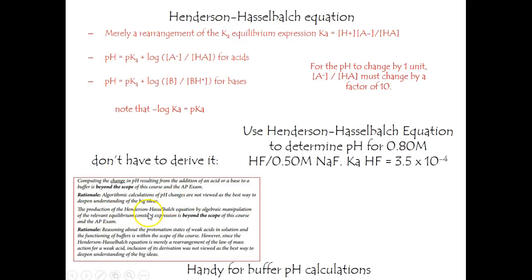The production of the Henderson-Hasselbalch equation by algebraic manipulations of the relevant equilibrium constant expression is also beyond the scope of this course and the AP exam. That's where they're saying it right there. So they're saying that derivation, check this out. Henderson-Hasselbalch equation is merely a rearrangement. Inclusion of its derivation is not the best way to deepen the understanding. So you don't have to be able to go mathematically from here to there. Hey, you could if you wanted to, but you don't need to. And you also do not have to compute this special kind of calculation there.